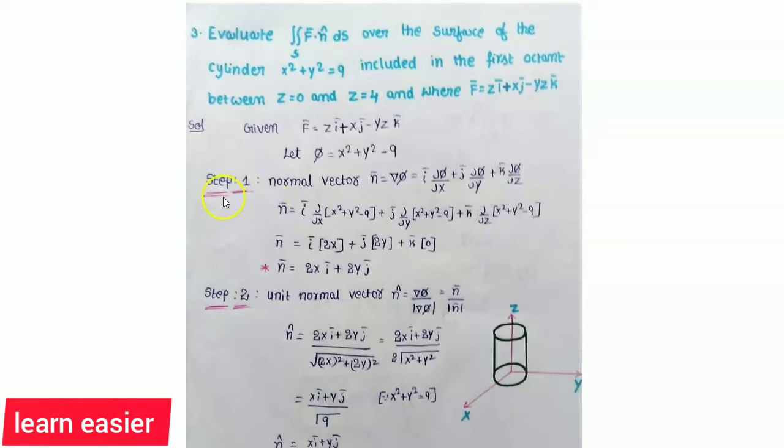So the first step is finding the normal vector. So the normal vector n bar equal to del phi equal to i bar into dou phi by dou x plus j bar into dou phi by dou y plus k bar into dou phi by dou z. Now let's substitute phi in these equations. Now let's differentiate phi with respect to x by taking y as constant.